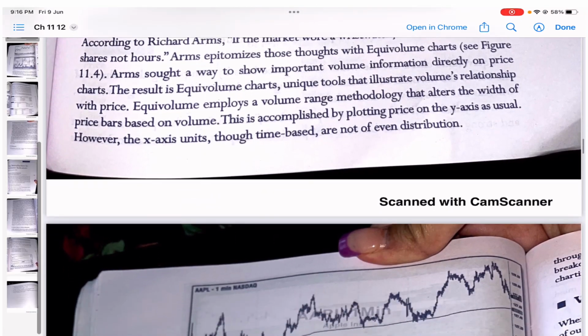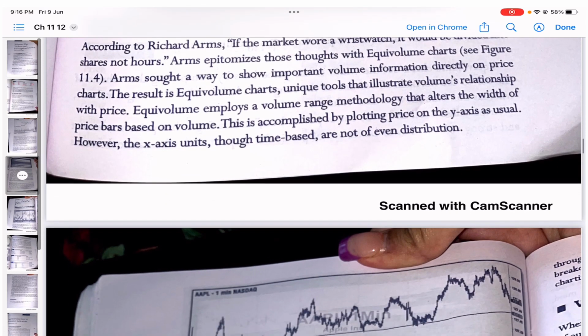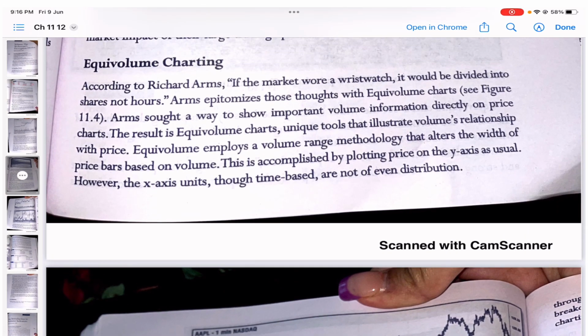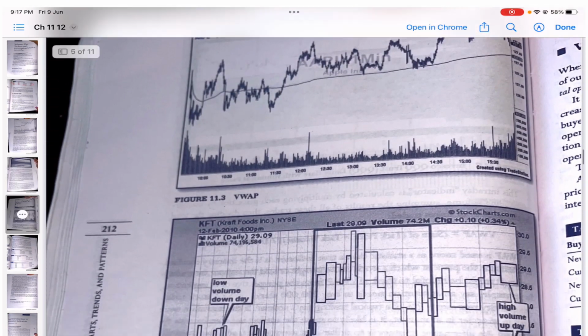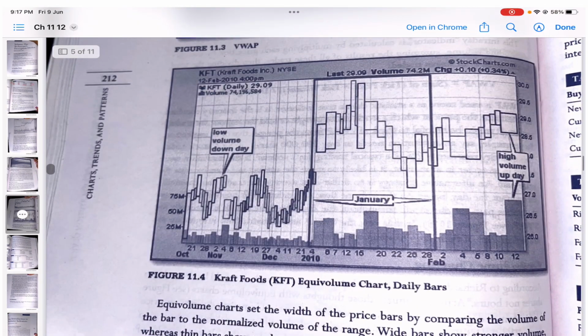Now we'll come to the next form, which is my equivolume chart. So what is my equivolume chart? Equivolume chart. If the market wore a wristwatch, it would be divided into shares, not hours. That is a very famous quote which is given by Richard Arms. So Richard Arms basically epitomizes those thoughts with equivolume charts. What are equivolume charts? Let's see figure 11.4. You'll be able to understand.